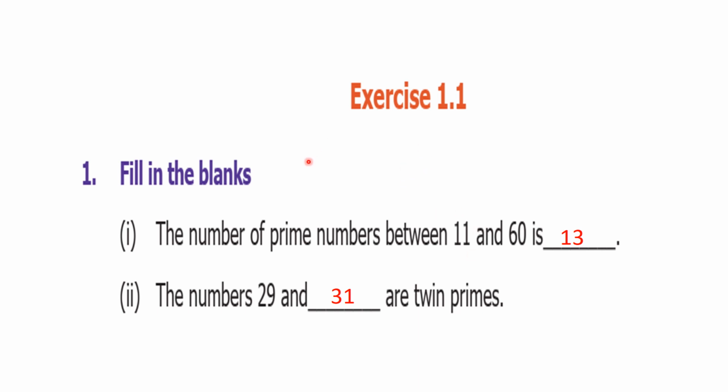Next, exercise 1.1, fill in the blanks. The number of prime numbers between 11 and 60. So you can draw the sieve table and you can find out the answer will be 13. And the numbers 29 and 31 are twin primes because the difference between 29 and 31 is 2, and these two numbers are prime numbers.